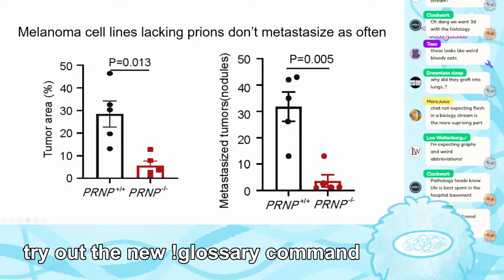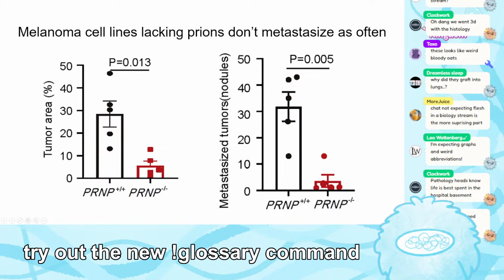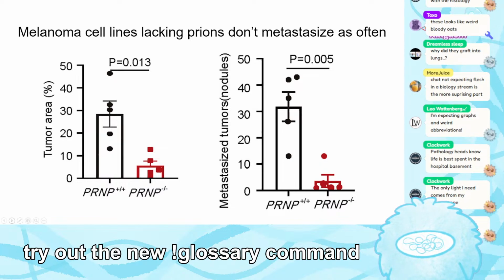But yeah, so I think this is pretty striking, right? If you don't have the prion and you are an isolated group of melanoma cells, you are not doing metastasis quite as often. And this actually does look quite good, right? The p-value is low, the difference is quite big. It's quite striking.